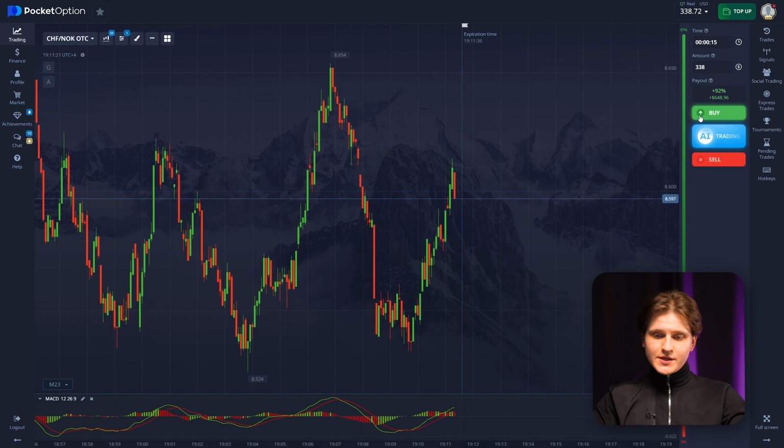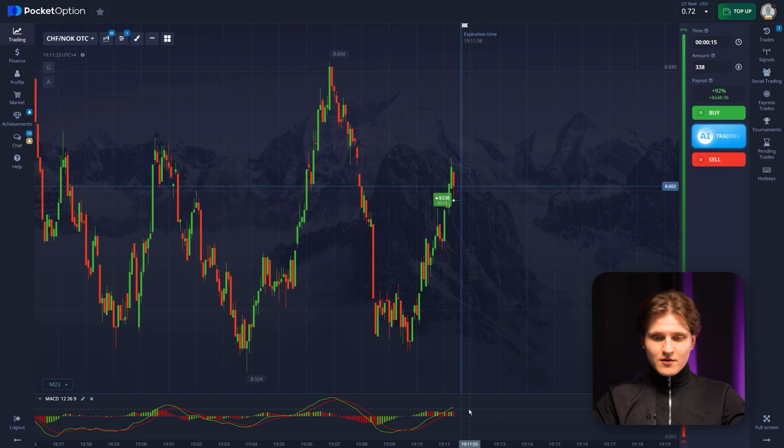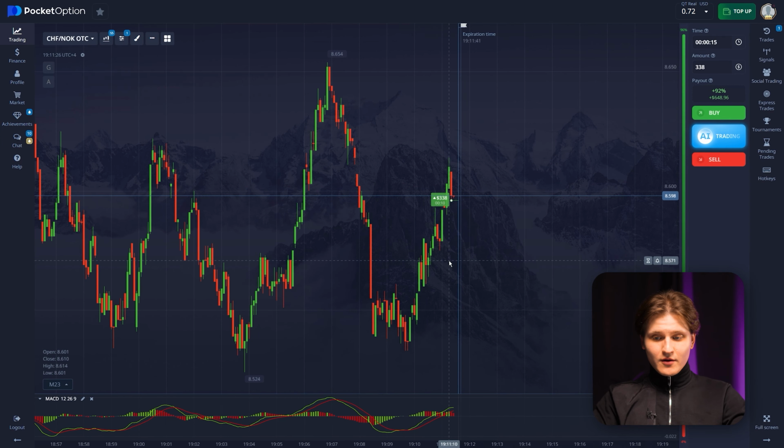Moving on. Here we see an upward price movement according to the indicator and the chart. Excellent entry point. Open the position up and wait for the expiry time.